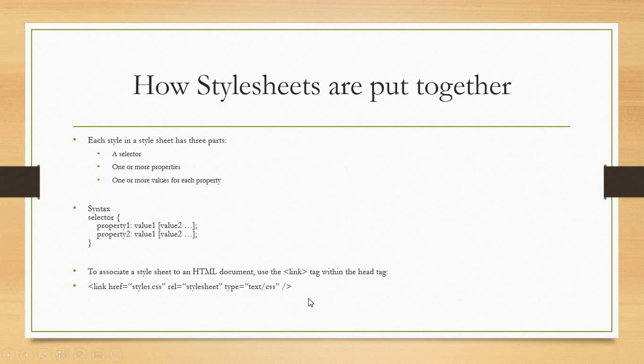As previously mentioned, when we want to externally refer to a style sheet within an HTML document, we use our link tag. And here's an example. As previously shown, we're assuming that the styles.css file is in the exact same folder as our HTML file.